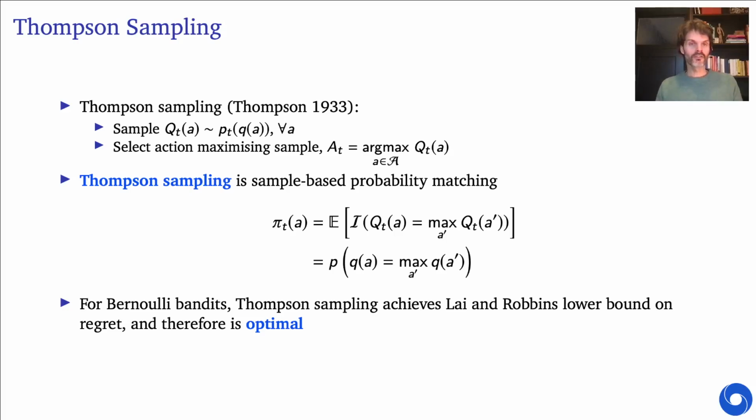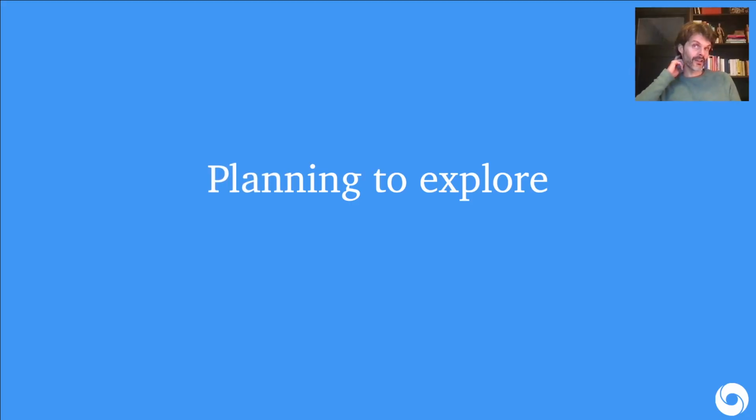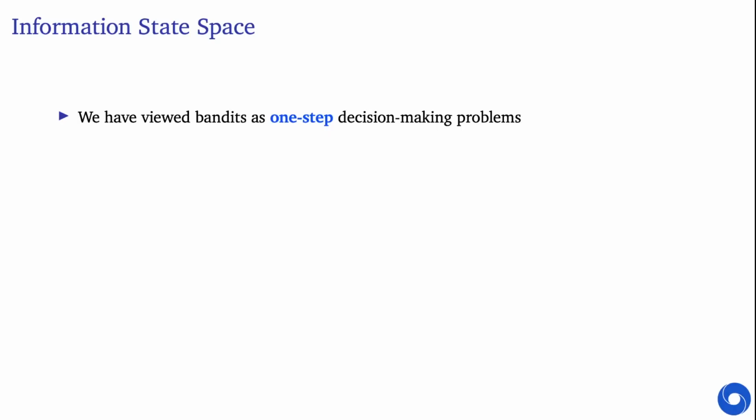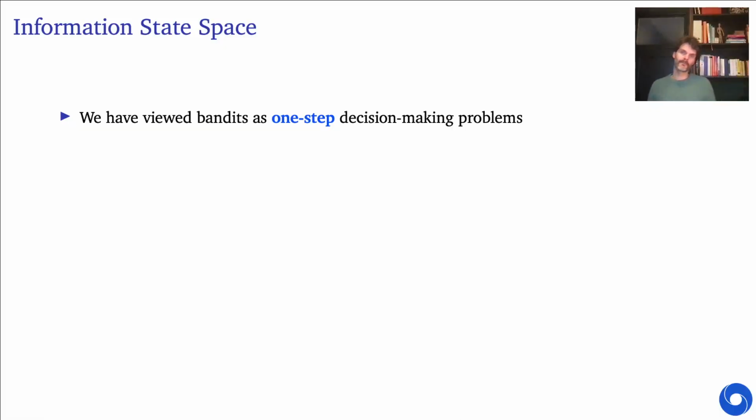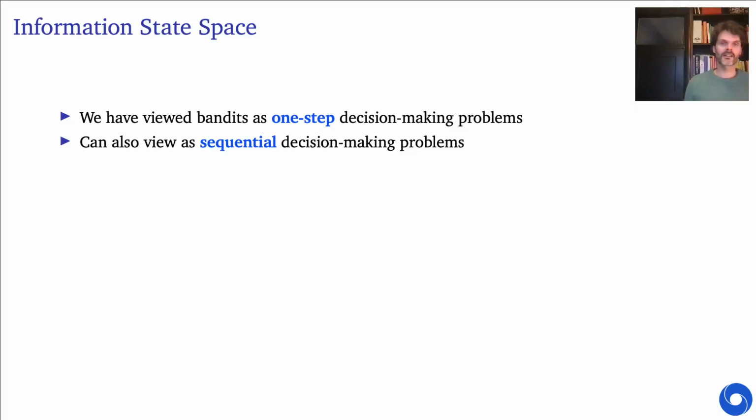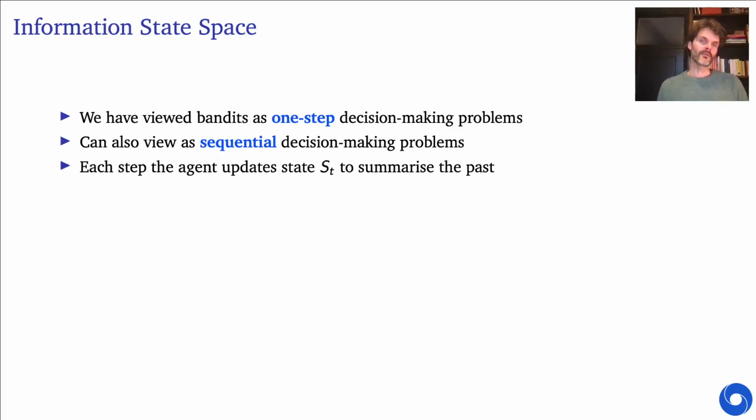Okay, now we're going to continue to our last set of algorithms, in a sense, and we're going to consider planning to explore. So what do I mean when I say planning to explore? Well, so far we've viewed bandits as one-step decision-making problems. I mentioned all the way at the beginning that the state doesn't really matter. But we can actually also view them as sequential decision-making problems.